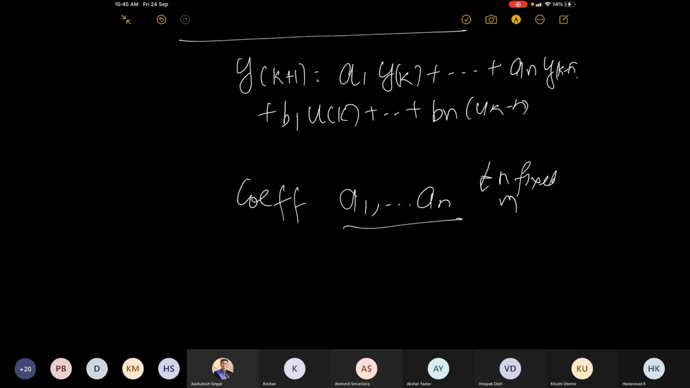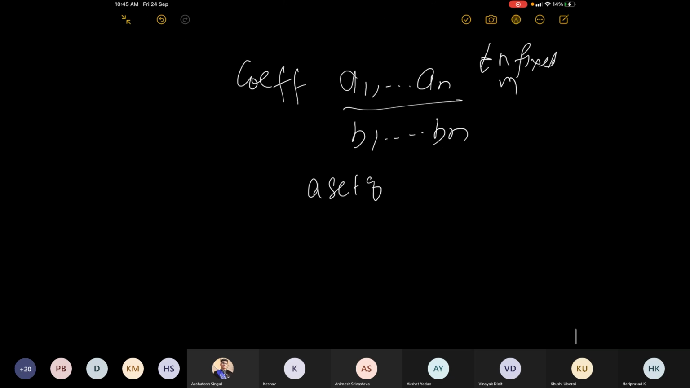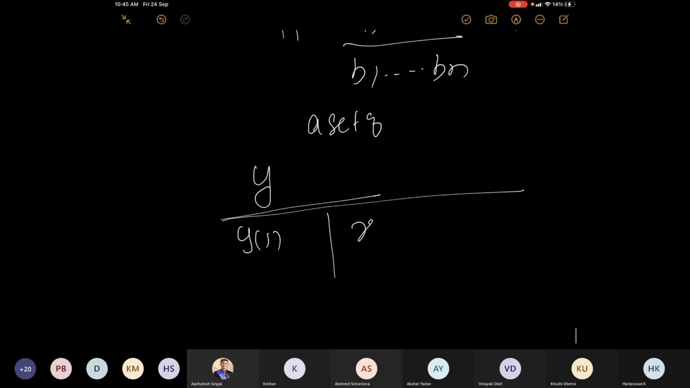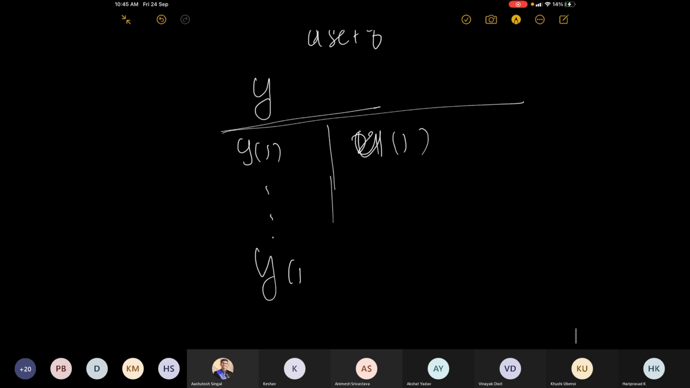Compute a1 to an as well as b1 to bm, given a set of y, let's say y1. You have a table like this, y1 and u1. This is all you need. The rest you can make, y1 to yn and u1 to un time.